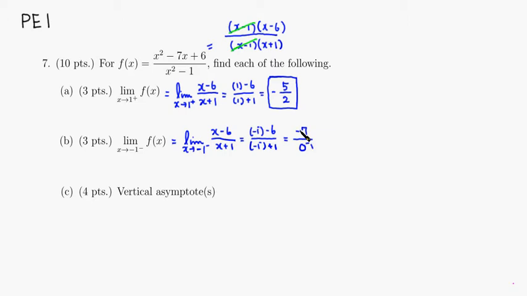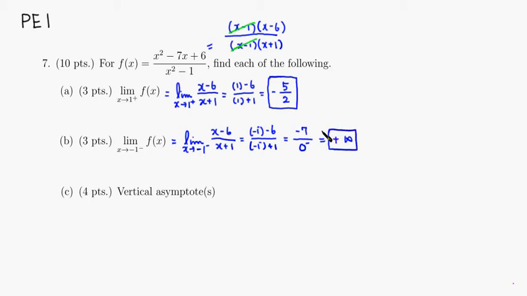Sign-wise, negative divided by negative is positive. When the denominator goes to 0 and the numerator is non-zero, it becomes huge, infinity. So it's going to be positive infinity.